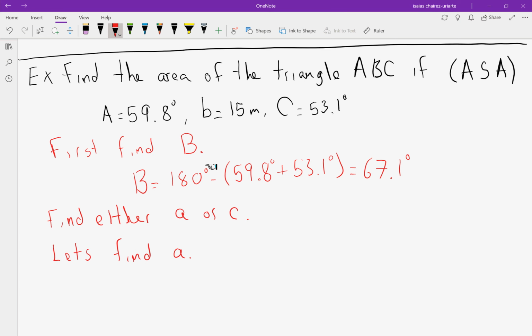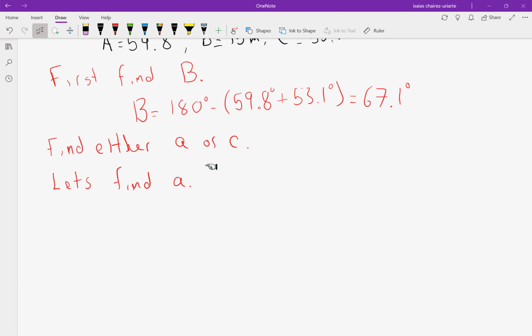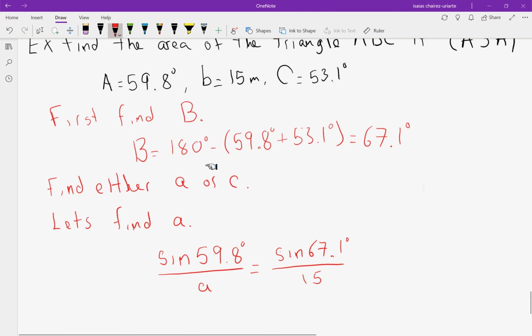Okay, so to find A, what I'm going to use is the law of sines. And I'm going to say the following. I'm going to say sine of 59.8 divided by A should be equal to sine of 67.1 divided by 15. So right now what I'm saying is sine of A over A is equal to sine of B over B.